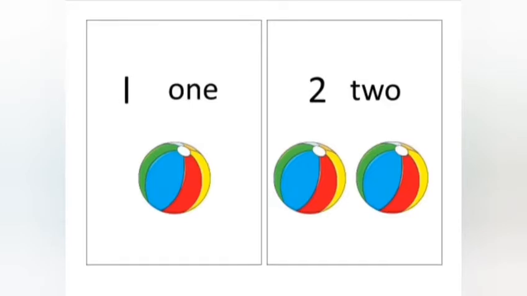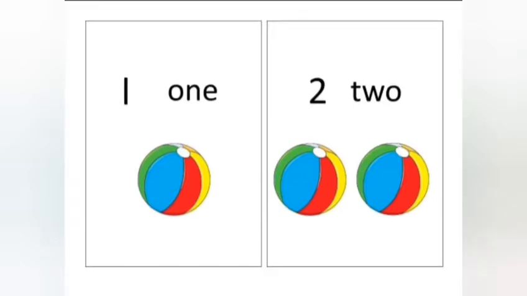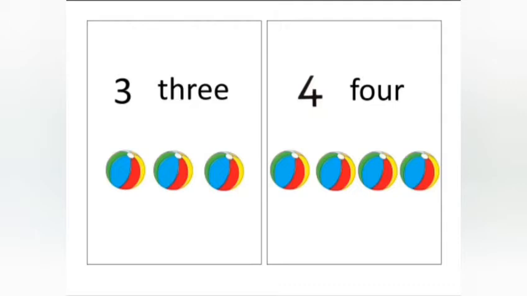Children, in the first box, how many balls are there? Yes, there is only one ball. And the number name is ONE, 1. In the next box, there are two balls. So the number name of 2 is TWO, 2. Now there are three balls. THREE.